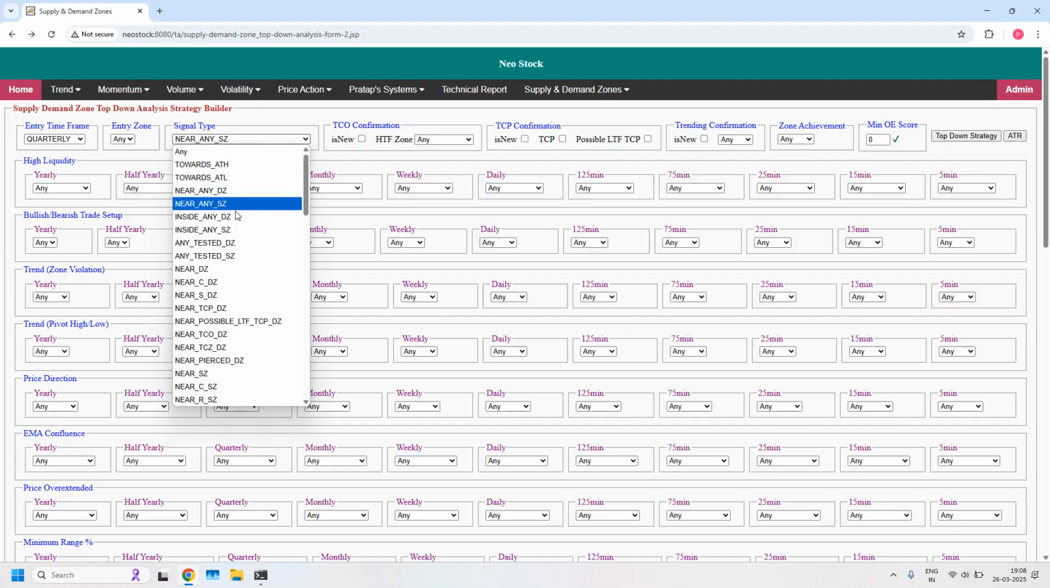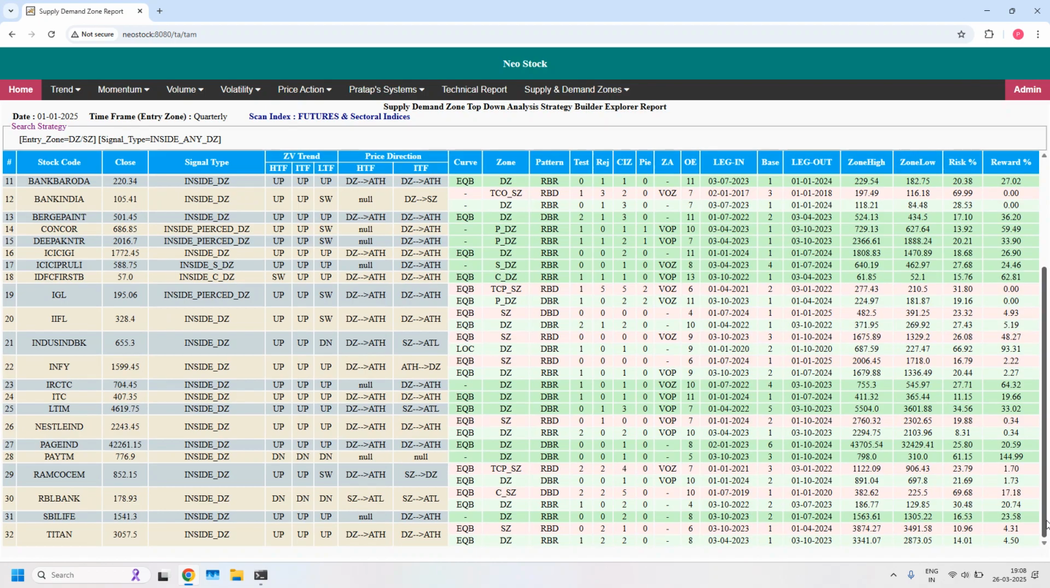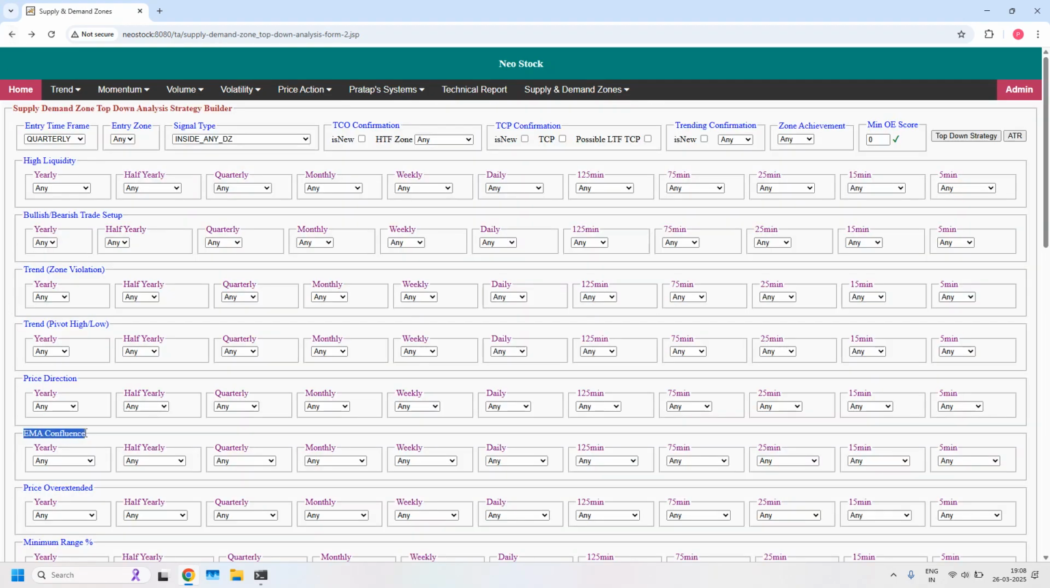Next, price closed inside the quarterly demand zone. First 23 stocks in the list. Scrolling the list down. So total 32 stocks. We can further filter based on quarterly demand zone having quarterly EMA Confluence.